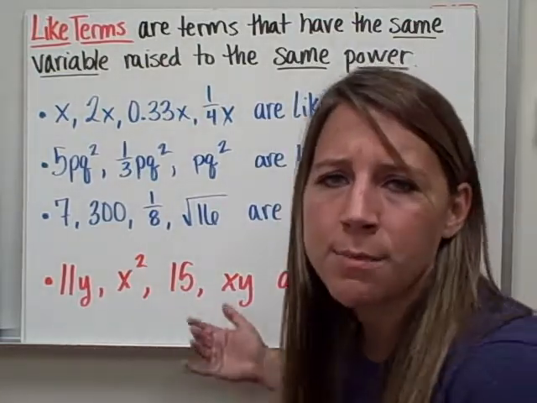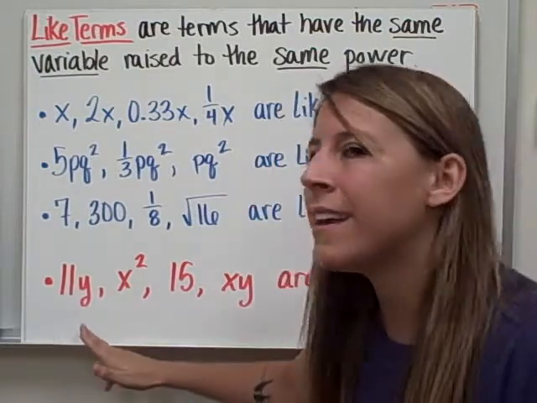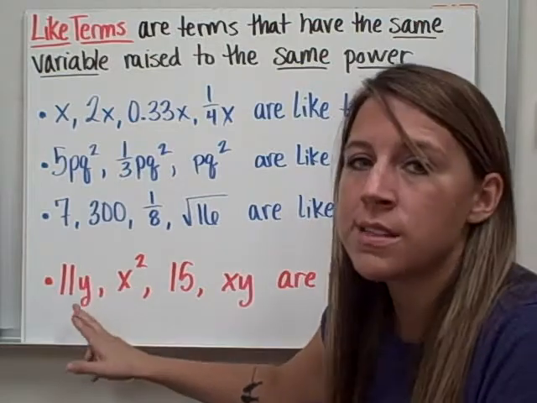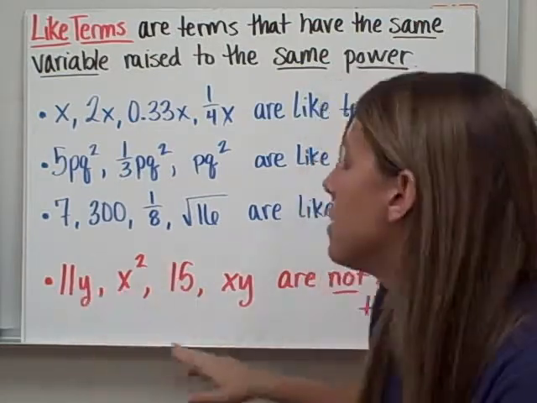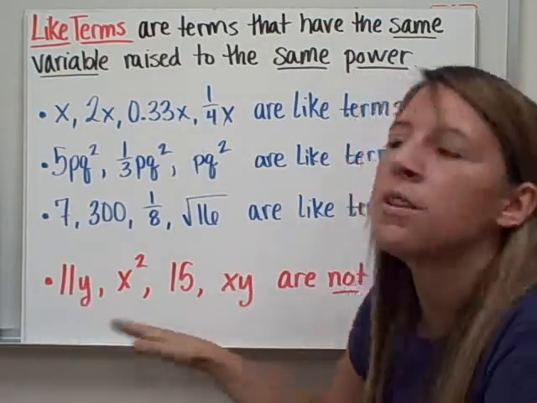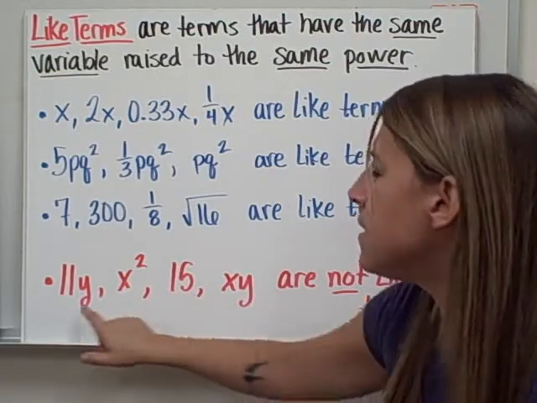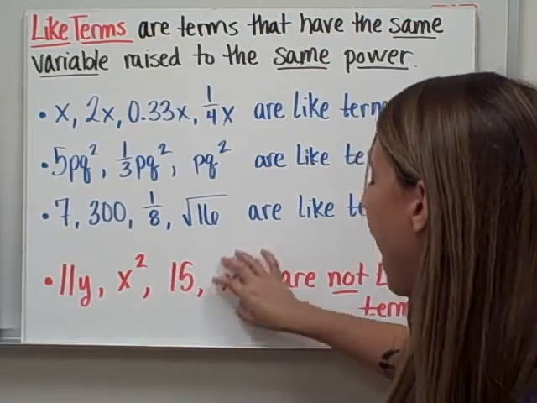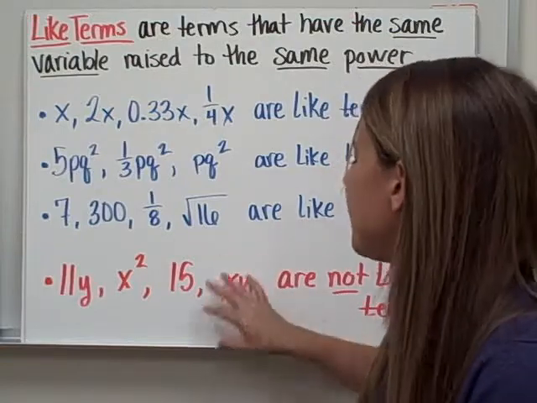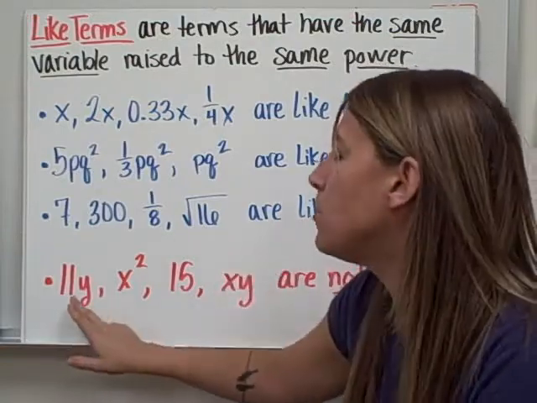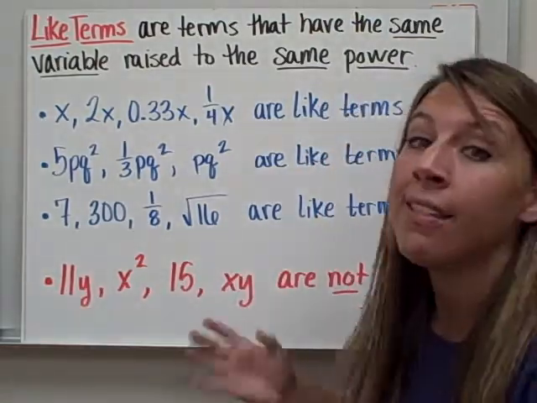Here are some non-examples of like terms, just in case you might get confused here. 11y is not like terms with x squared because of 2 reasons. They don't have the same variable, and x is squared here. y is not squared, so 2 things. 15 doesn't have a variable, so they're not like terms. xy, you may think that this is the same term and this is the like term, but xy defines the term here. So when you have a variable times a variable, that's a different unit size from y or x squared. So these are altogether not like terms.